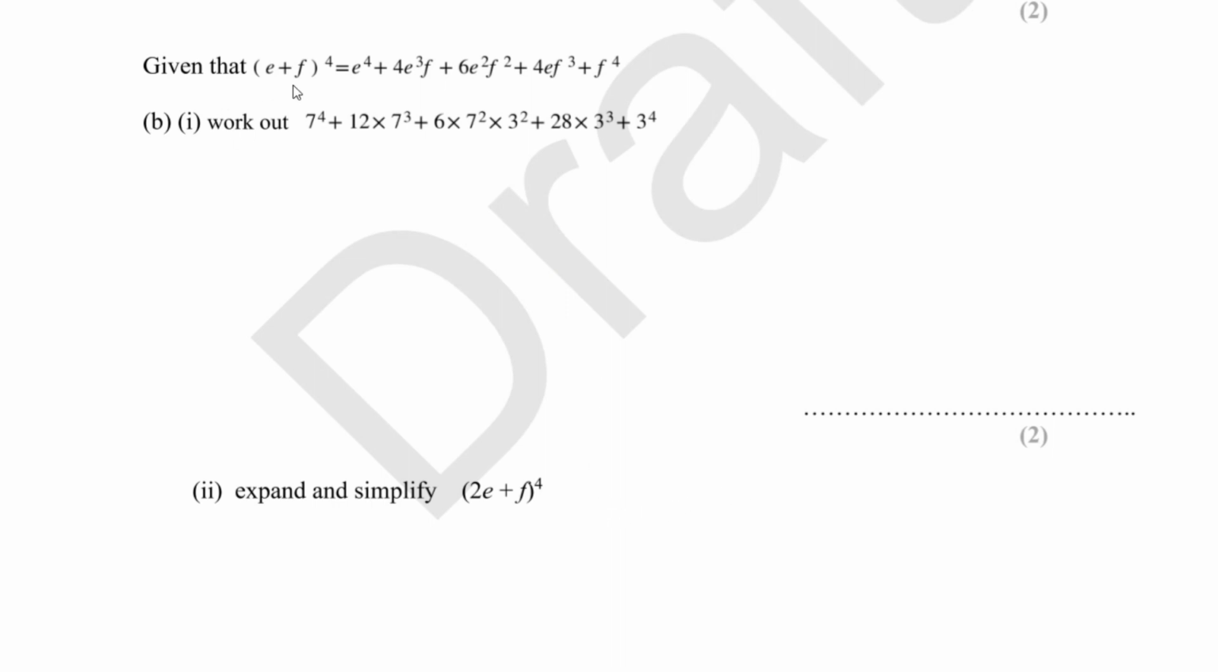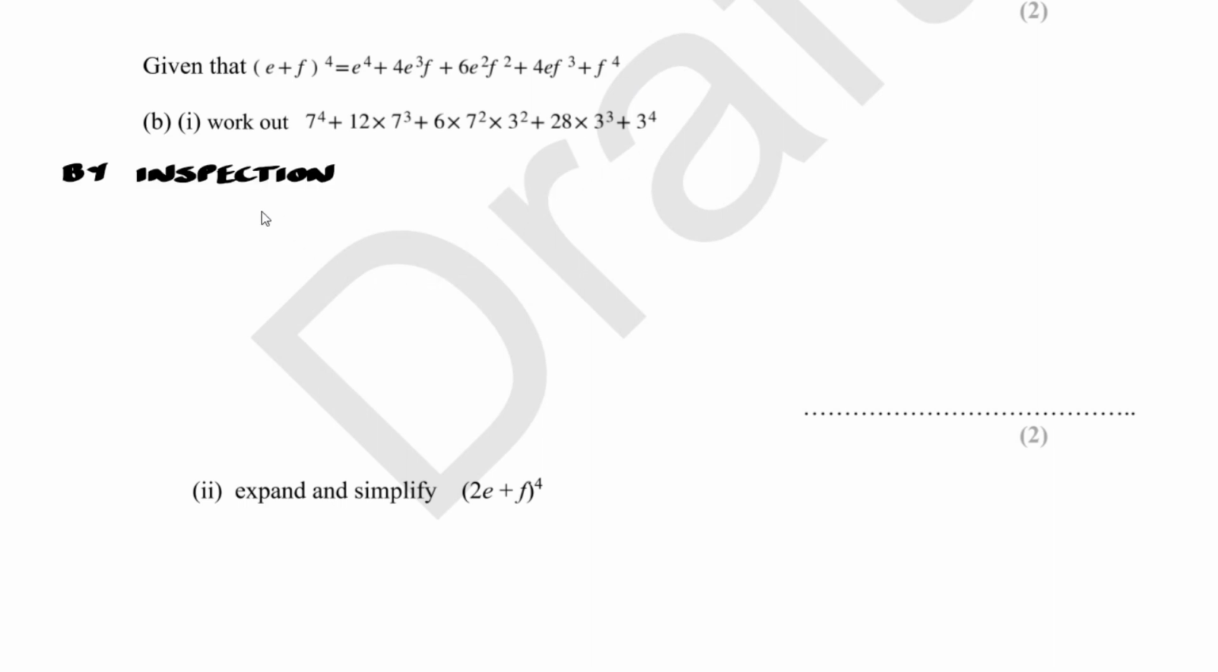Given that e plus f to the 4 is equal to e to the 4 plus 4e cubed f plus 6e squared f squared plus 4ef cubed plus f to the 4, part B, for the first part we have to work out 7 to the 4 plus 12 times 7 cubed plus 6 times 7 squared times 3 squared plus 28 times 3 cubed plus 3 to the 4. Well, what we can do is compare this expansion with the result here.